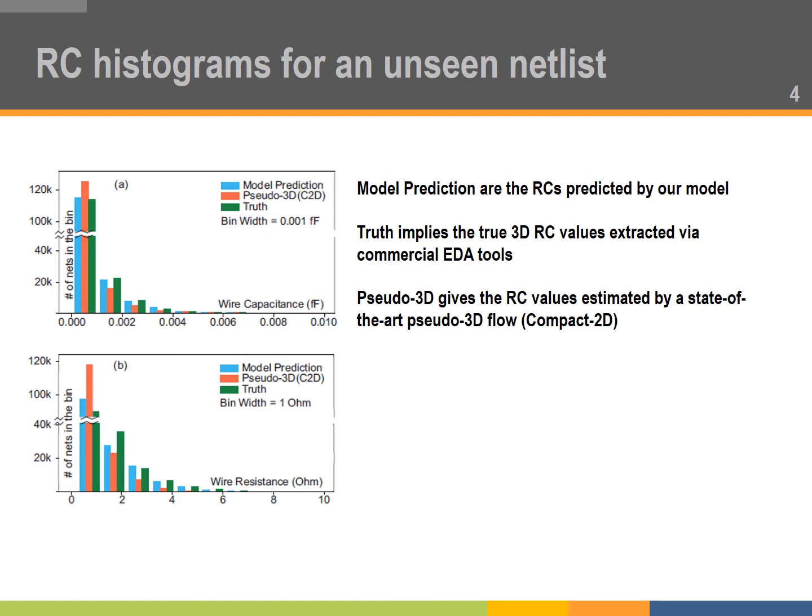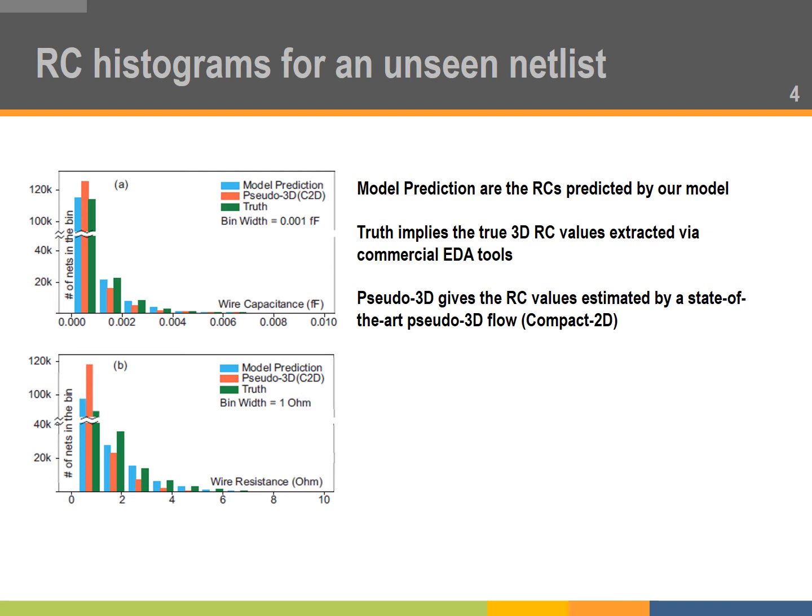And looking at the RC histograms that result from the different models. Here we have RC histograms for 3 different kinds of RC models. One of them is the true 3D RCs. The orange one is the RCs from a pseudo 3D flow. Here the pseudo 3D flow we use is a compact 3D flow, and the blue one are the RCs that come from our model prediction.